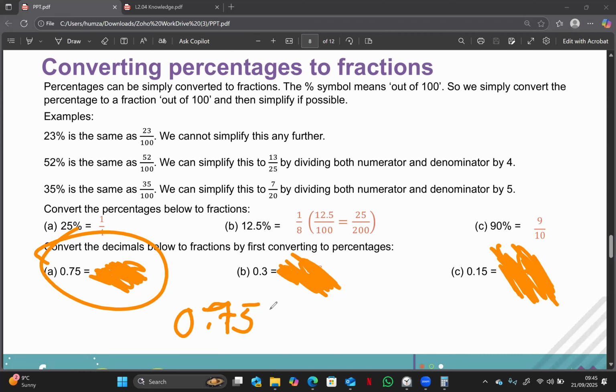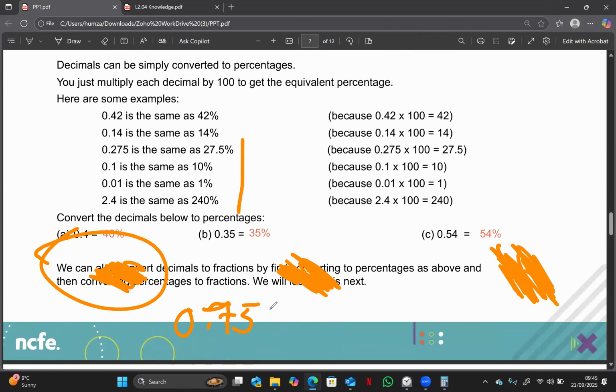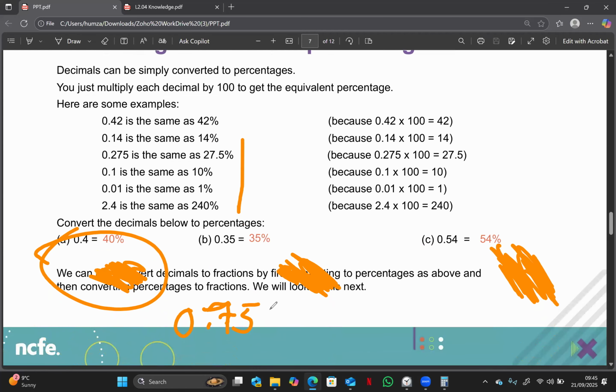Decimal into this one. You did it earlier. Do you remember? One second, I'll show you. Sorry. Do you remember when we did this? Percentage into fraction, I mean, decimal into percentage. Do you remember this? Yeah.